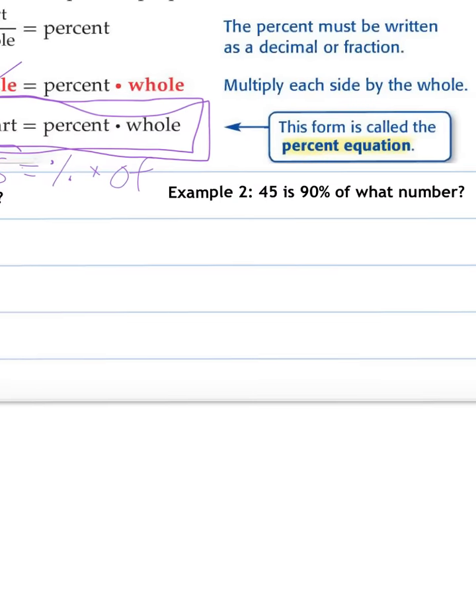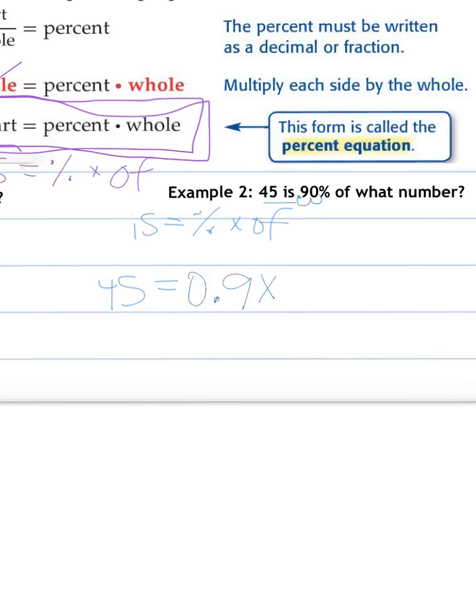45 is 90% of what number? So again, is equals percent times of. So 45 is, and now it's where we plug in our percent, okay? But for that, we have to turn this into a decimal. So 90%, we move the decimal over 1, 2 to the left, okay?